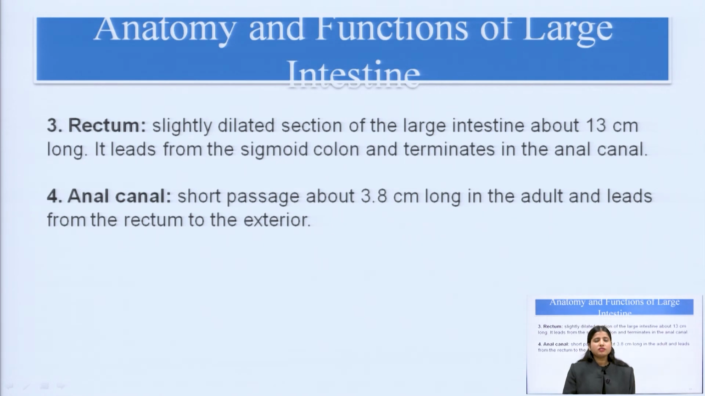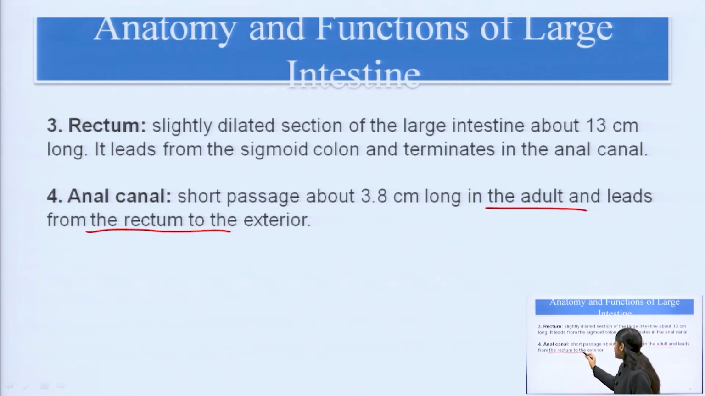The anal canal is a very short passage, nearly 3.6 or 3.8 centimeters, and it is for the expulsion of the content from the rectum to the exterior. So these are the parts of the large intestine.